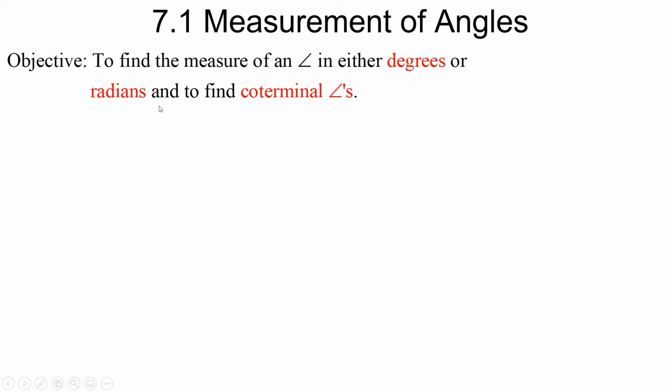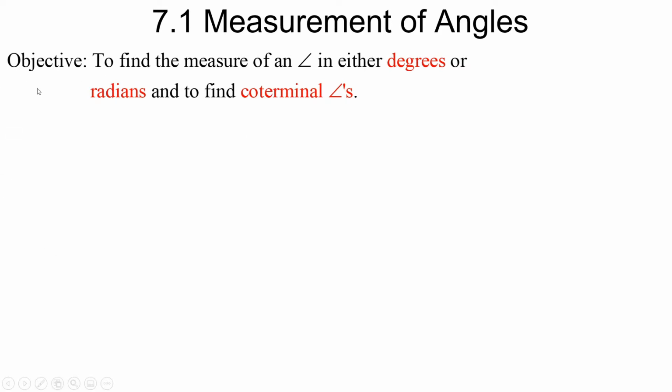So 7.1, we begin our study with trigonometry just to study the measurement of angles. All right, and so we have to understand the definition of an angle. And I know you know what an angle is, but we're going to take it farther. We're going to talk about the parts of an angle and different ways to measure angles.